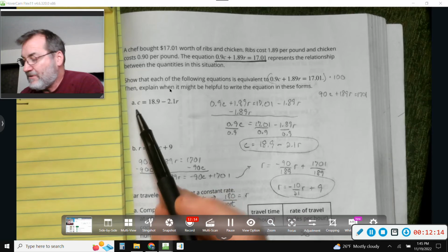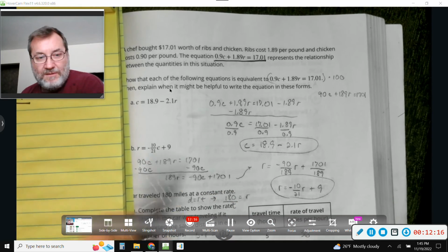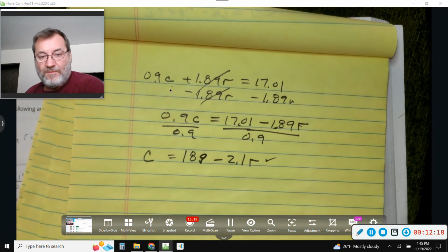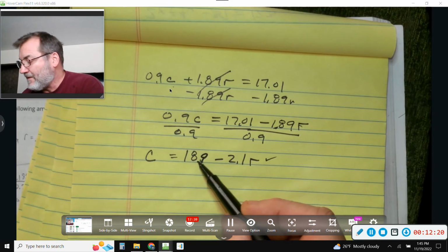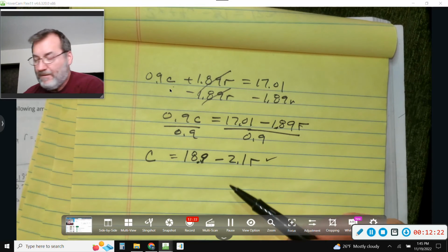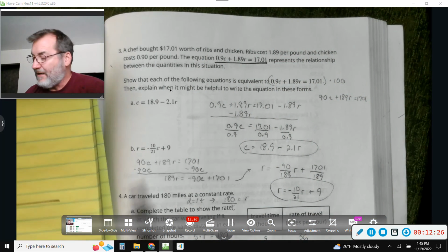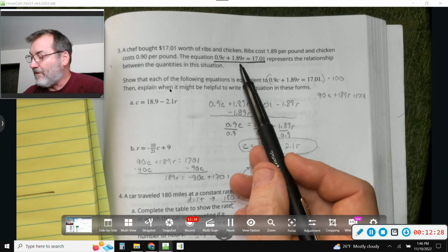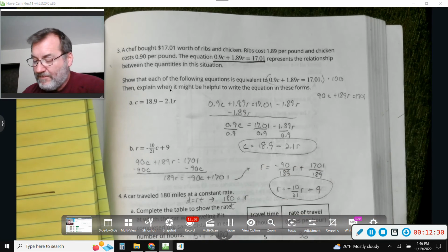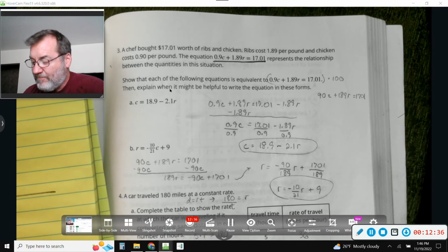So yeah, we solved this and got the exact same equation that we were supposed to have gotten. Sorry about my writing, it's not the best. There you go. All right. Now we can take that same equation and solve for R. So let's start this next one right here. Let's start with our same base equation: 0.9C plus 1.89R equals 17.01.